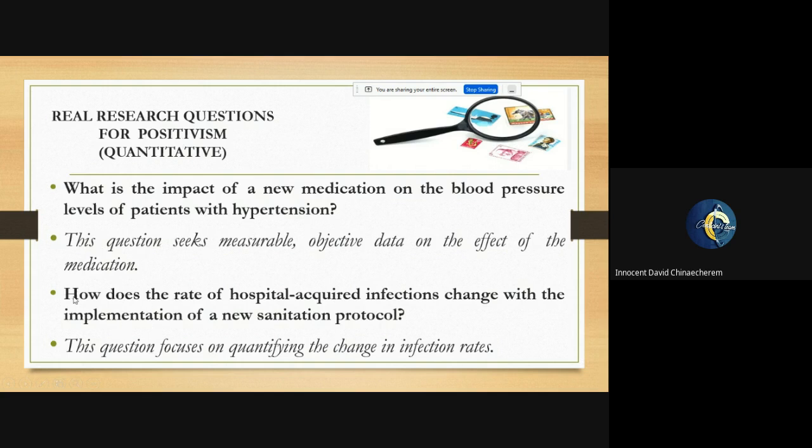Now, look at this question. How does the rate of hospital-acquired infection change with the implementation of the new sanitation? This question focuses on quantifying change in infection rates. So these things are all statistical variables. All these things are numerical. So anything numerical is quantitative.